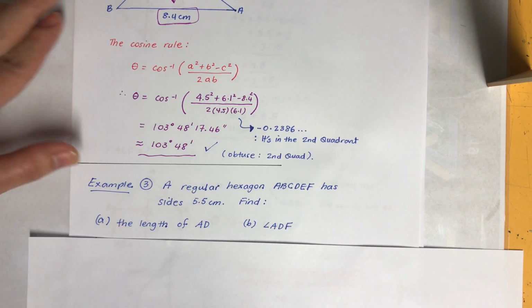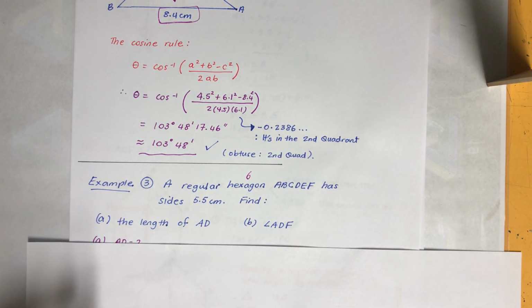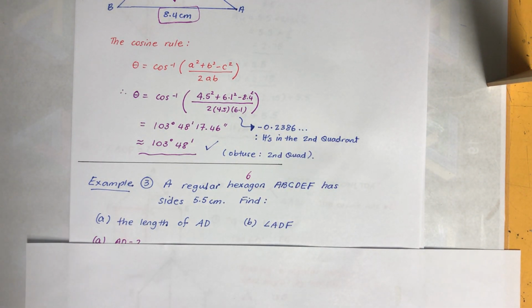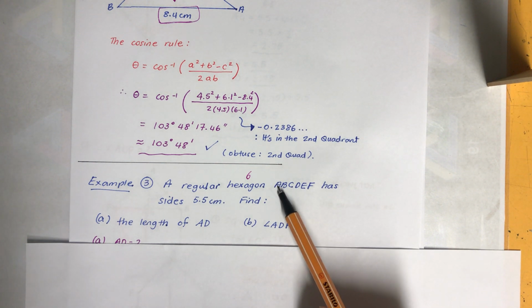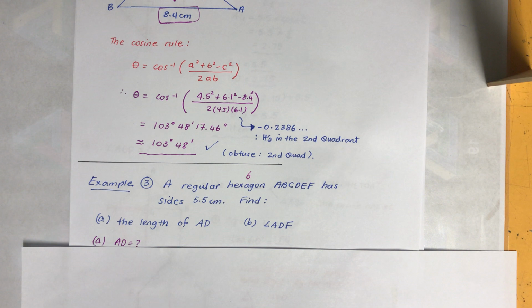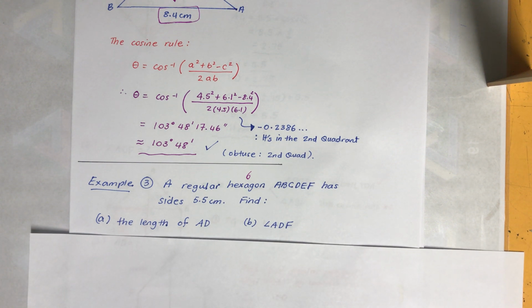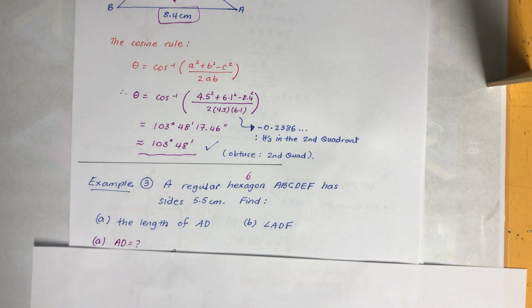Example 3, a regular hexagon. Hexagon is a 6, isn't it? A, B, C, D, E, F. If you didn't know, just count the letters: 1, 2, 3, 4, 5, 6. So it's a 6. Has sides 5.5. It's regular, so all the sides are equal. And find the length of AD. And then part B says find the angle ADF.